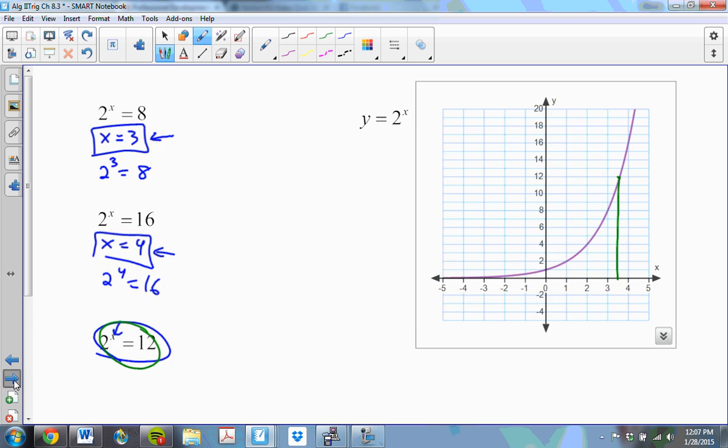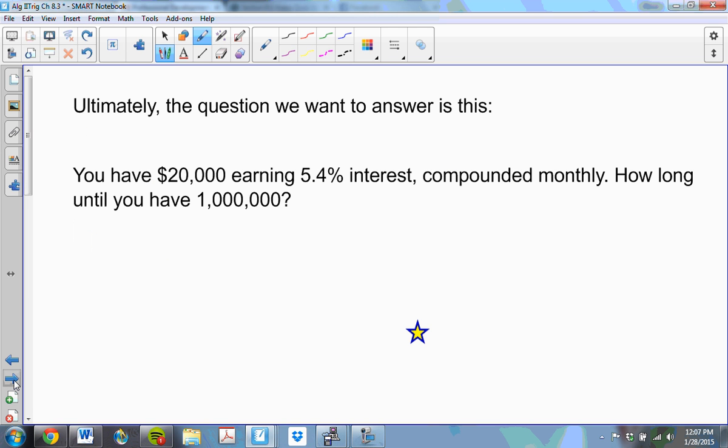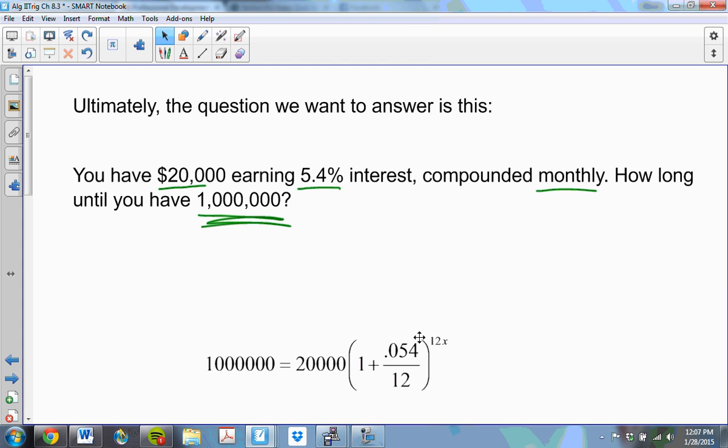In fact, a more worthwhile problem is a problem like this. If you have $20,000 at 5.4% interest compounded monthly, how long until you have $100,000? I've avoided asking you questions like this so far because we don't actually know how to answer them. The equation for this would set up like so: 100,000 equals 20,000 times all that stuff to the 12x. But the fact that the exponent has a variable in it means this can't be solved in the ways that we have tried to solve things before.